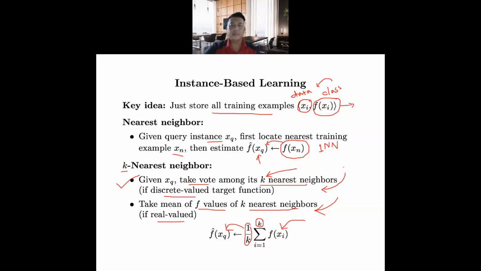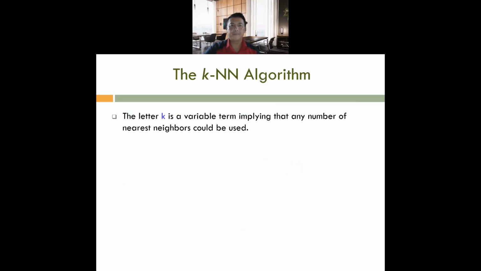Among the k nearest neighbors, we take the majority class. So the k here refers to the number of neighbors that we are considering in finding the class of the new instance.